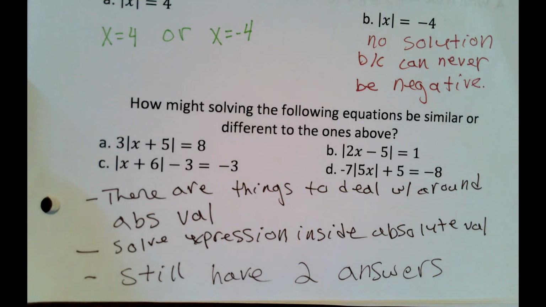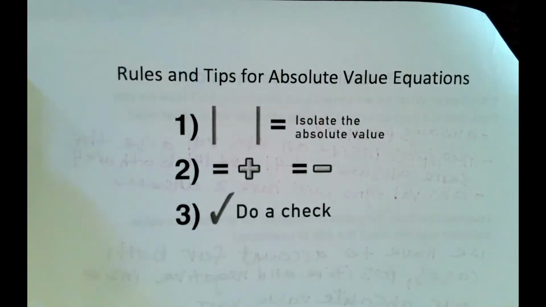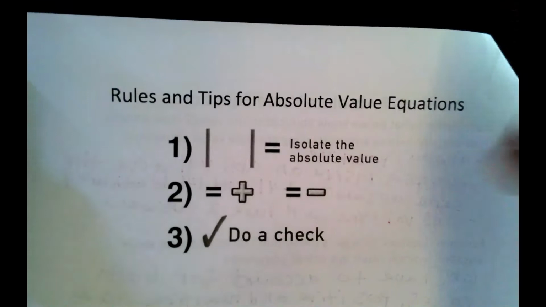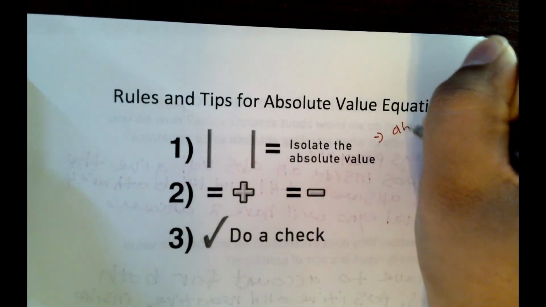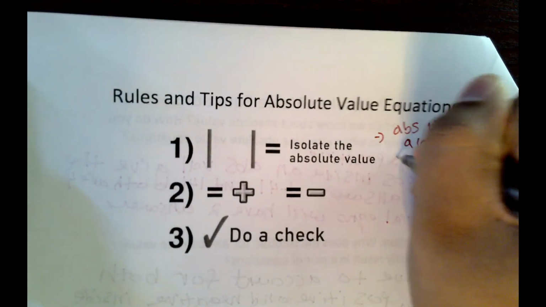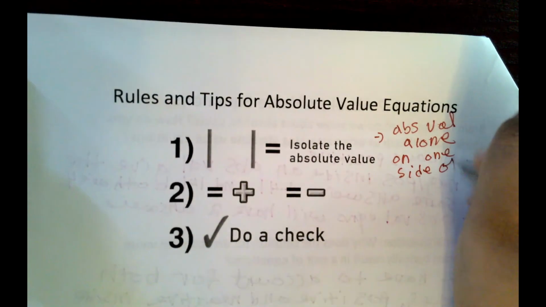All right. So there are a couple of steps that we have when it comes to absolute value equations. The first step is to isolate the absolute value. That means the absolute value is alone on one side of the equation.